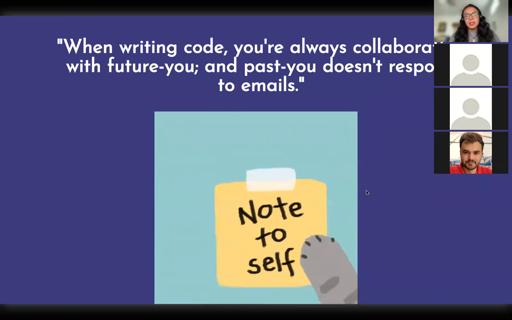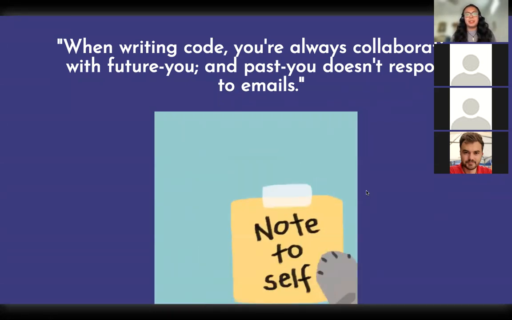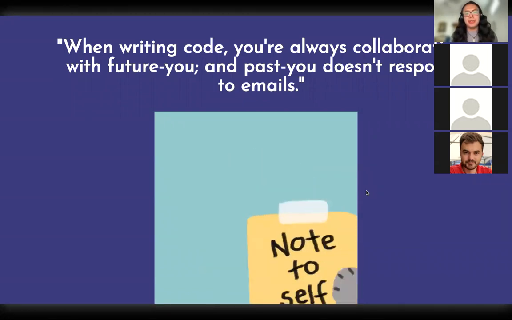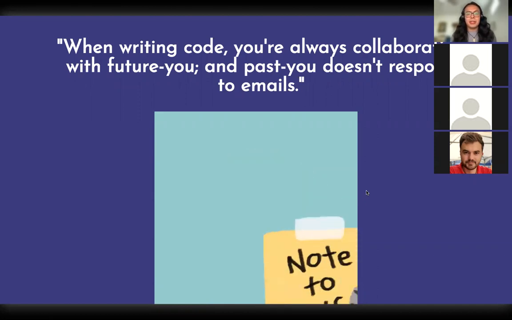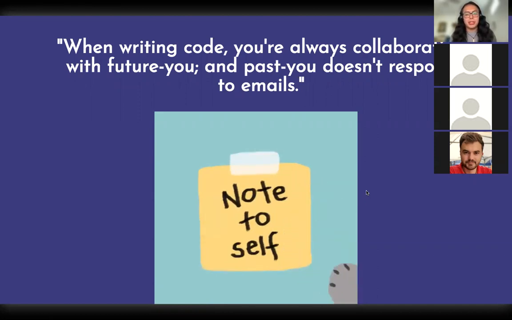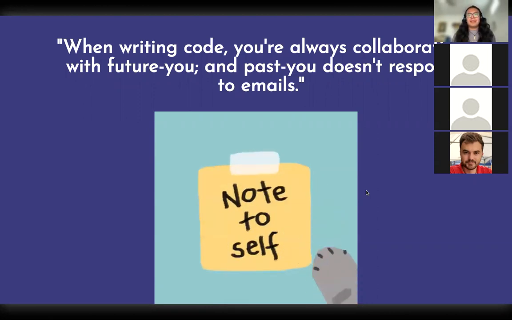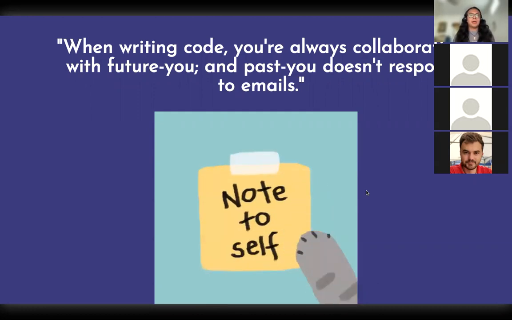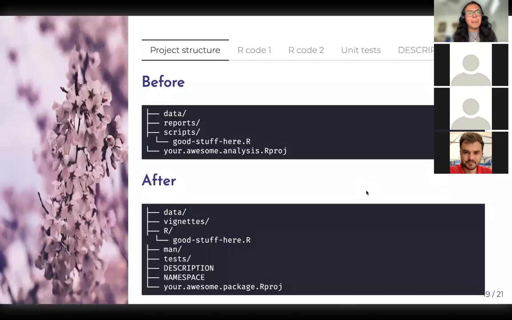Then, when writing code, you're always collaborating with future you, and past you doesn't respond to emails. So you always need to try to write code that you can understand without too much thinking. If you keep it simple, it's probable that 6 months later, when you see your code, you know what the code does. So this is very important. Take a note to yourself.